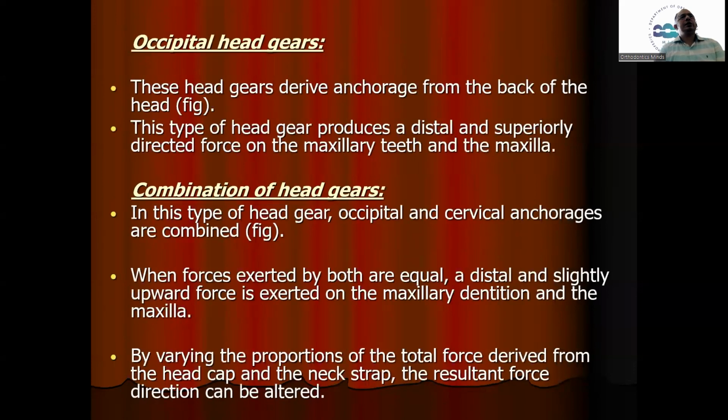Occipital headgears. These headgears derive anchorage from the back of the head. This type of headgear produces a distal and superiorly directed force on the maxillary teeth and the maxilla. Combination headgears. In this type of headgear, occipital and cervical anchorages are combined. When the force exerted by both is equal, a distal and slightly upward force is exerted on the maxillary dentition and the maxilla. By varying the proportion of the total force derived from the head cap and the neck strap, the resultant force direction can be altered.